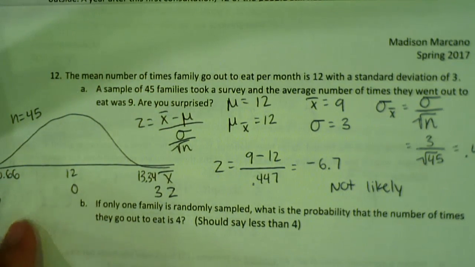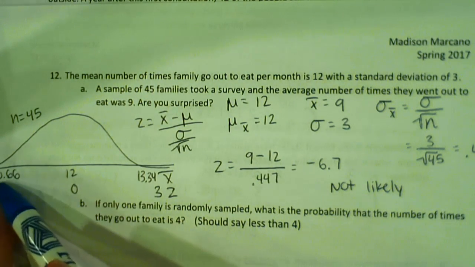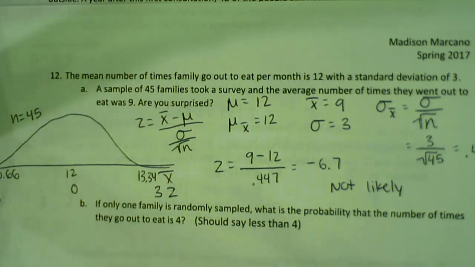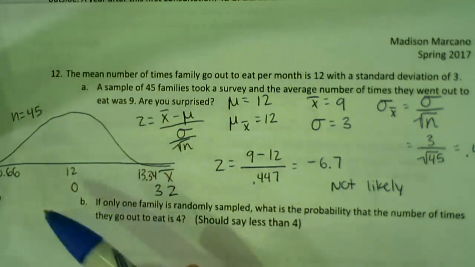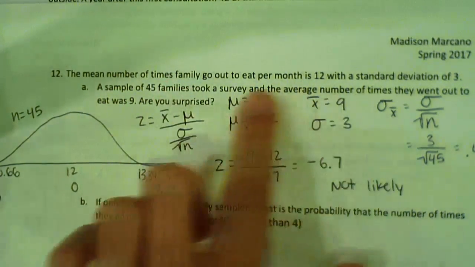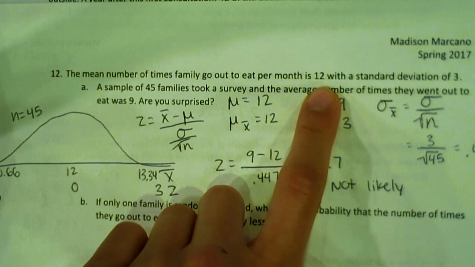So if we have a z-score of negative 3, that would be like the minimum of this distribution. The number of times that they go out to eat per month would be a little over 10 and a half times, right? But for the sample they took, they only found that the number of times they went out to eat was 9. So it's not going with whatever information they're getting up here. The mean number of times they go out to eat is 12.